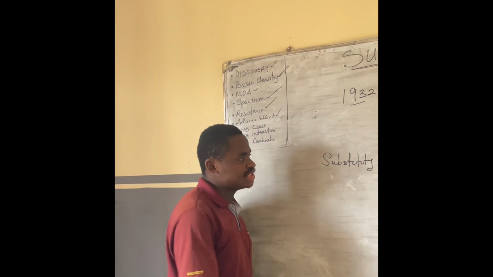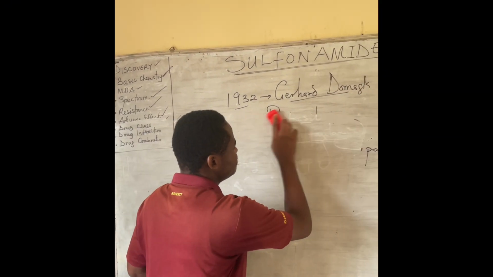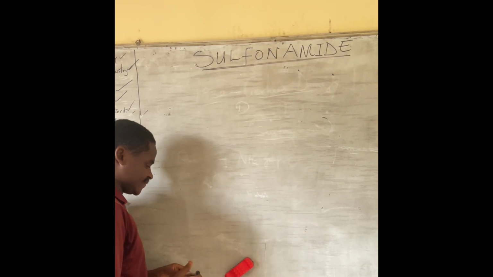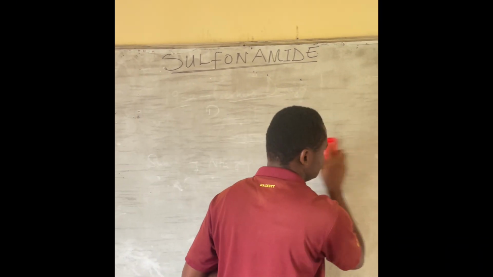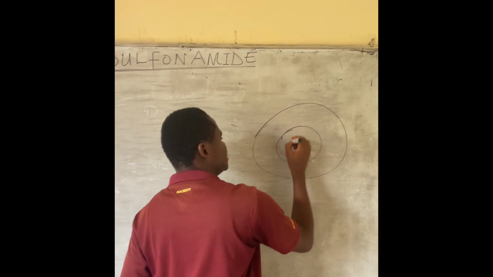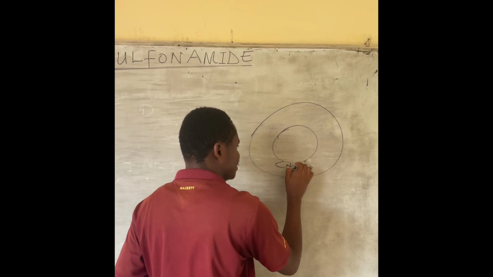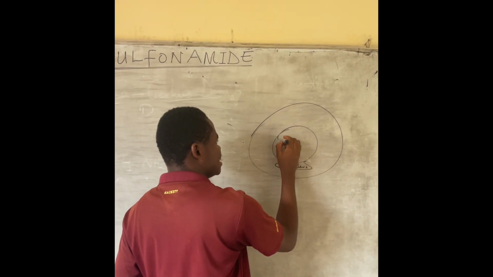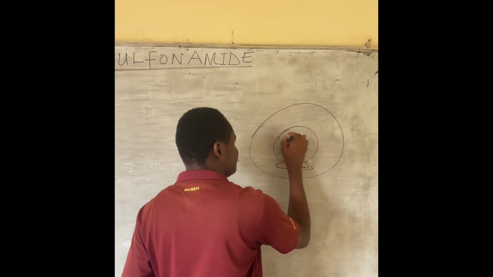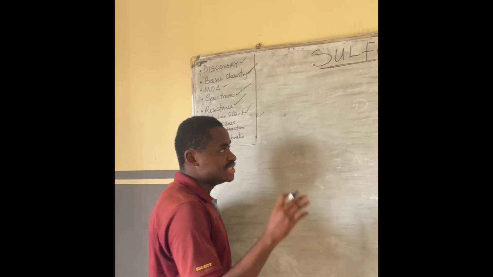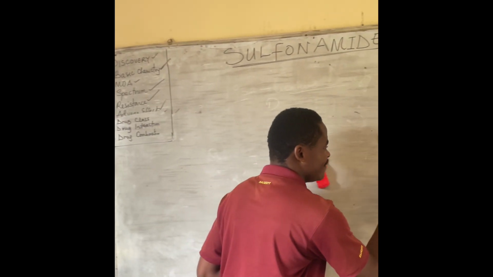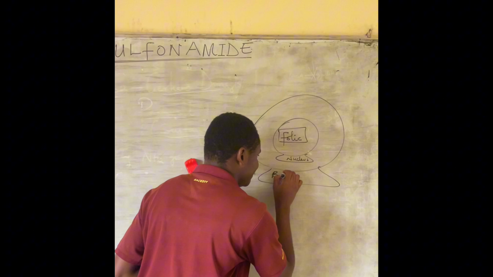How about the mechanism of action? All right. In the mechanism of action, what comes to our mind is the synthesis of folic acid. So I should show you something here. Now, we have a bacteria like this, and our bacteria has its nucleus. This is the nucleus of the bacteria. In the nucleus of the bacteria, folic acid is very, very paramount. So this is what sulfonamide does: it targets the folic acid in our bacteria.